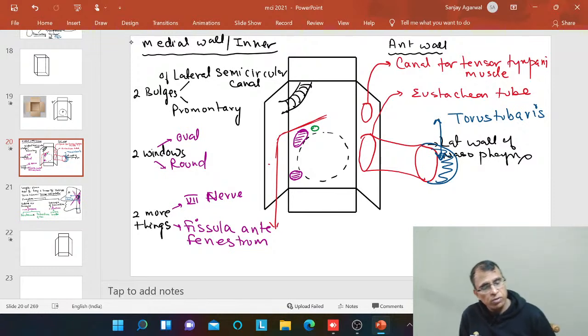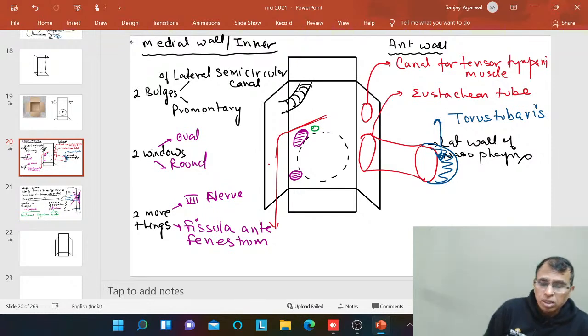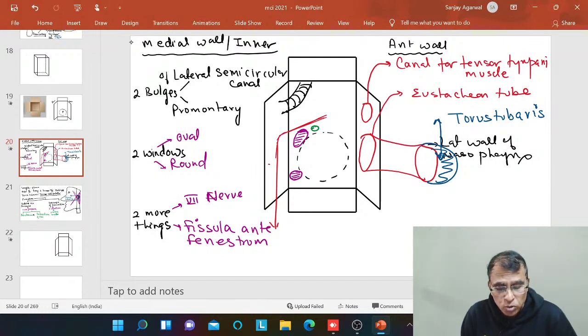So see, the facial nerve is in the medial wall. It goes to the posterior wall also, it turns, it goes downwards and then from the lower end of the posterior wall it comes out of the ear. So this is your medial wall of middle ear, the rule of 2-2-2: two bulges, two windows, two more things.